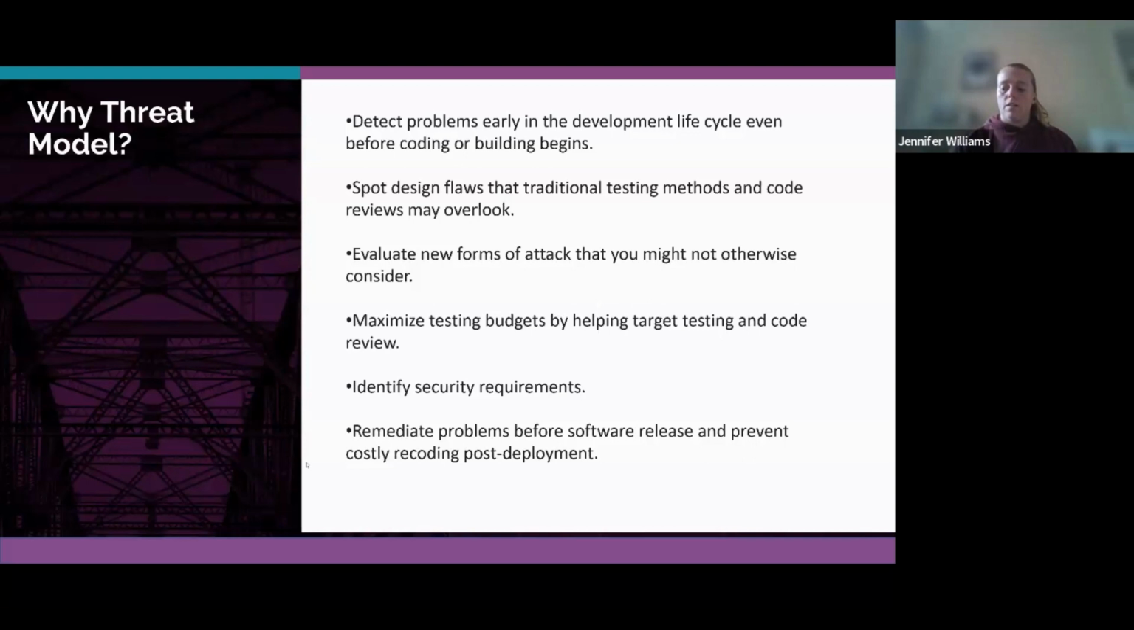But again, that also helps maximize those testing budgets to make sure that the device or the software is up to scratch, and is not only more effective, but better put together and more secure as a whole moving forward.